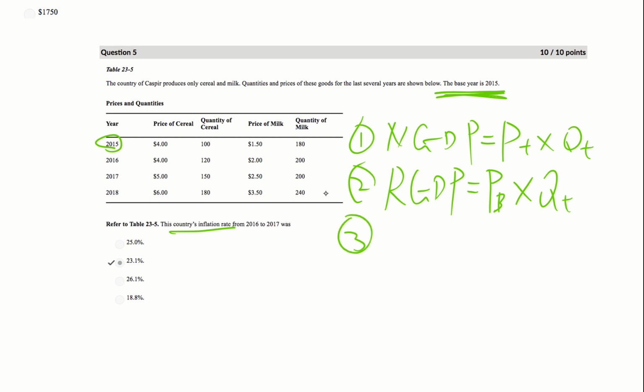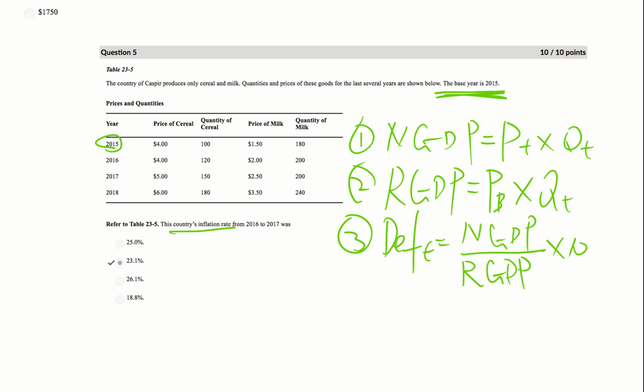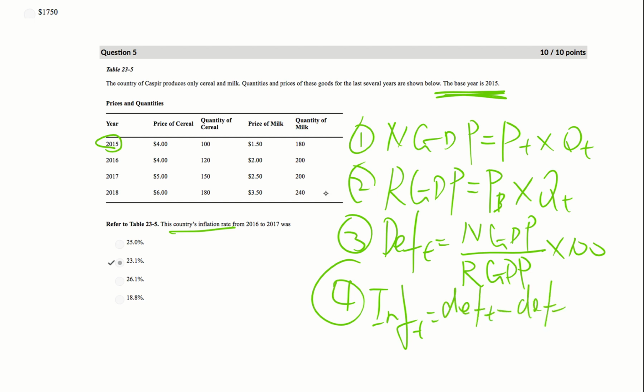And third step, find deflator. Now, deflator is your nominal GDP divided by real GDP times 100. That's your deflator. And last step, to find inflation, is your deflator from this year minus deflator from last year, divided by deflator from last year, times 100%, and that's your inflation.